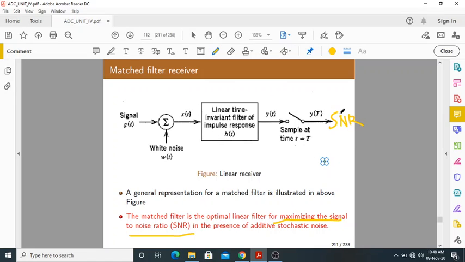In that sense it is called a matched filter. If we are able to make the SNR maximum by choosing the optimum impulse response of the filter h(t), then this is called a matched filter. We'll see it one by one. But please remember the basic idea of choosing this matched filter is to maximize the SNR at the output of the receiver.